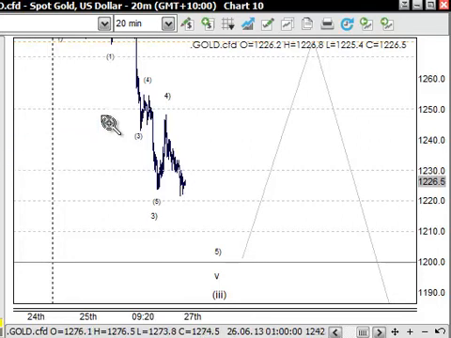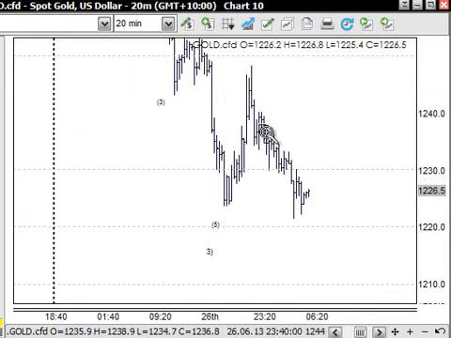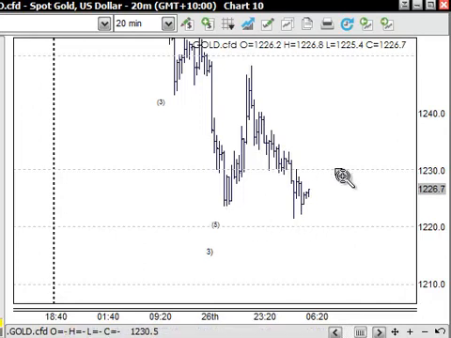So let's just have a little look where we're up to here. Well, we've got down for 1, back for 2, 1, 2, 3. We could be very close here because we've made a low under here. That's all that it requires to do. So if it finds support on the 1230, then you can consider it underway at that stage.